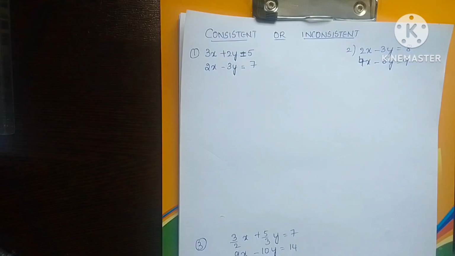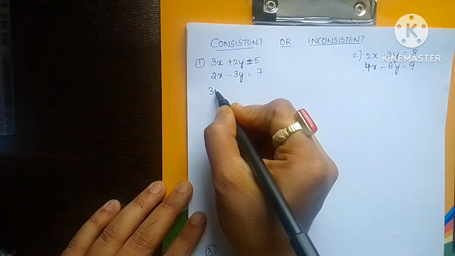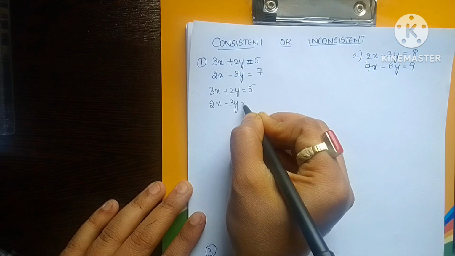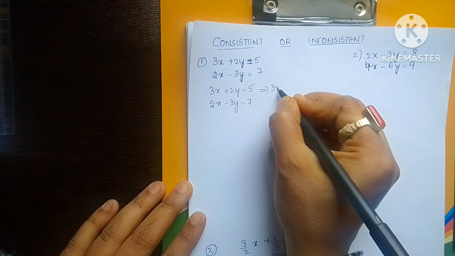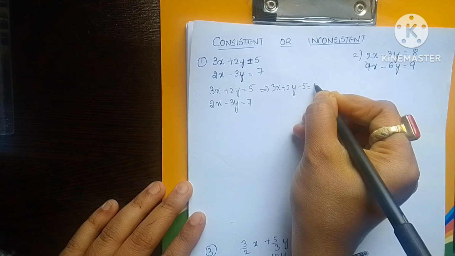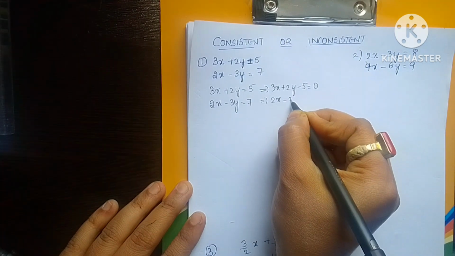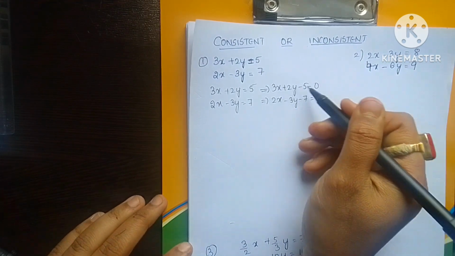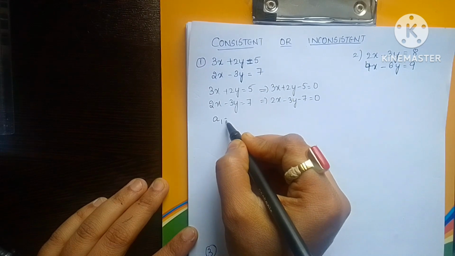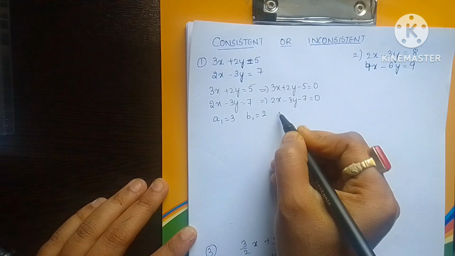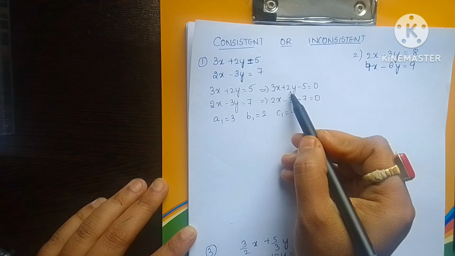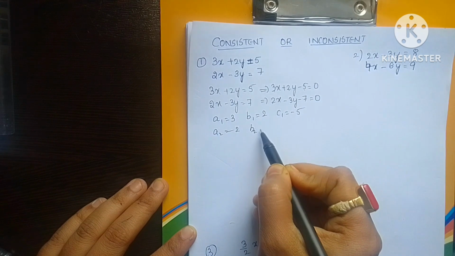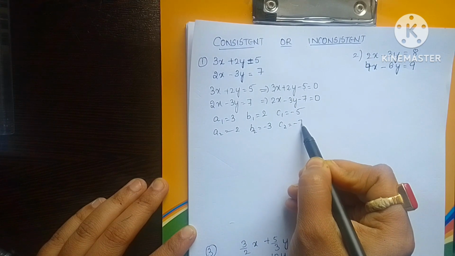Now, are the given equations consistent or inconsistent? The question given is 3x plus 2y equals 5 and 2x minus 3y equals 7. This can be written as 3x plus 2y minus 5 equals 0 and 2x minus 3y minus 7 equals 0. These are the equations we have got. Now a1 is 3, b1 is 2, c1 is minus 5. a2 is 2, b2 is minus 3, c2 is minus 7.